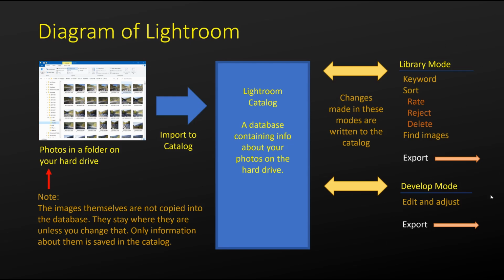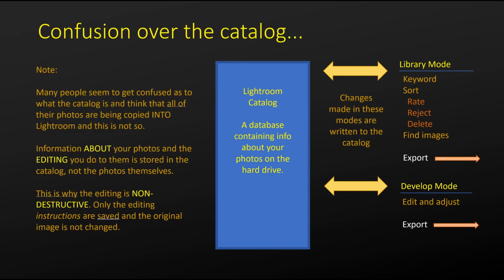Now, in all of these modes on the right there, as you are working and making those changes, it writes these changes back to the catalog. So if you raise the exposure and put on a filter or something, that is written to the database in the center there. It's not affecting the original master file. So again, this catalog keeps track of all the information on the right.